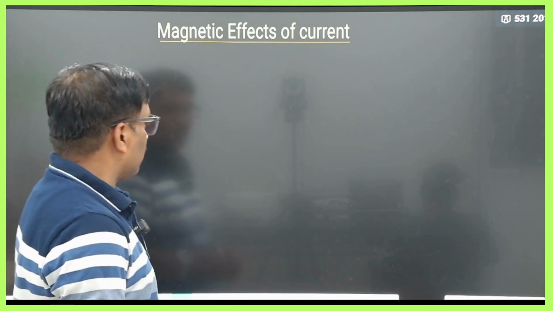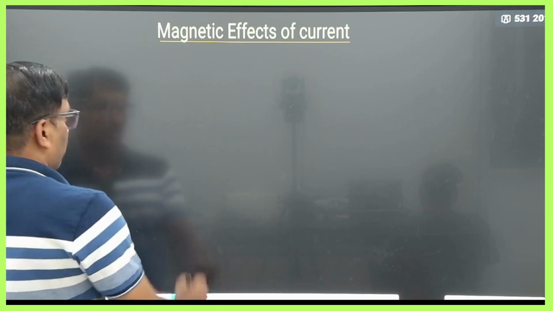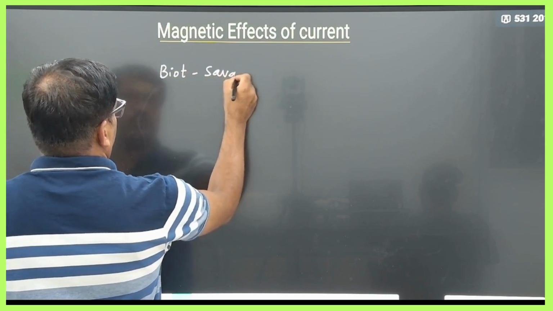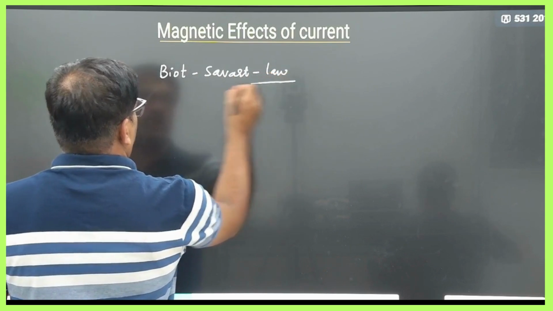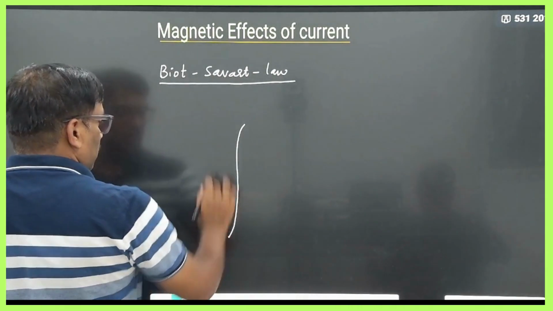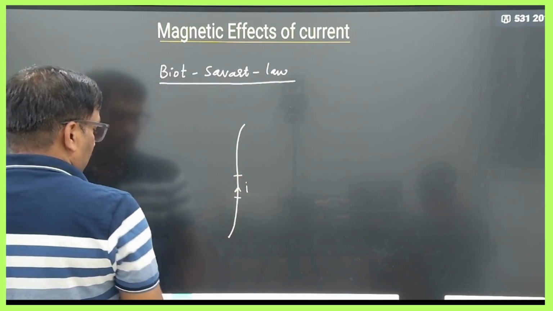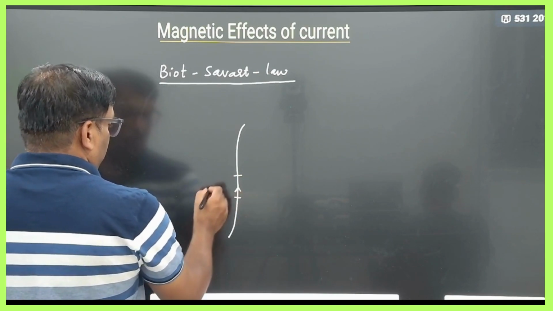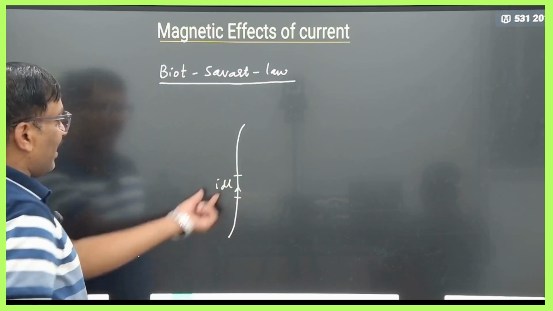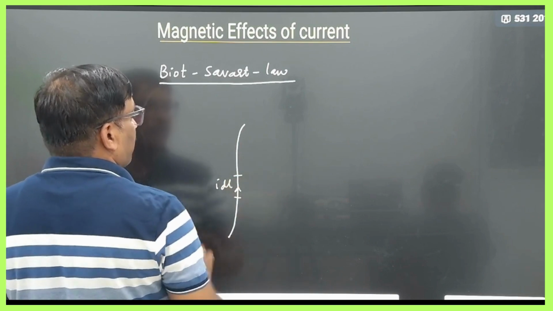Biot-Savart law gives us a way to determine the magnetic field of a current carrying conductor, right? So what is this Biot-Savart law? Suppose there is one current carrying element. Current is a scalar quantity, but here we will take it as a current element. A small element we take as dl, so I dl is a current element. This current element is a vector quantity, and it will generate a magnetic field.